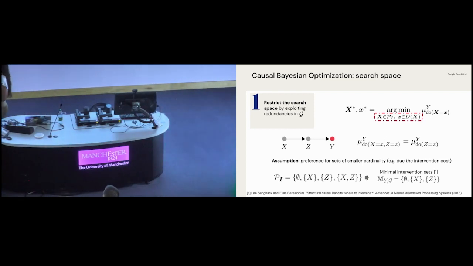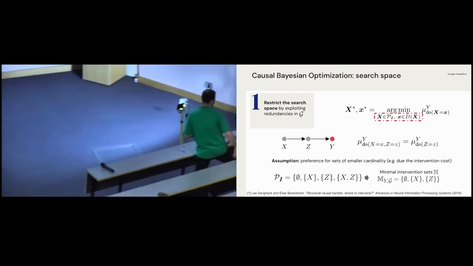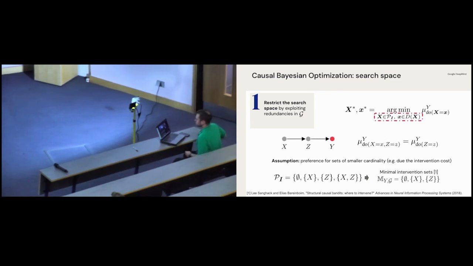Right. So because this is the case, y is independent of x given z, what we have is that the expectation of y under an intervention on both x and z is equal to the expectation of y under an intervention only on z. So if I do an intervention on x and z at the same time, I get the same output that I would get by just doing an intervention on z. So why should I do an intervention on both variables? That is probably more costly.